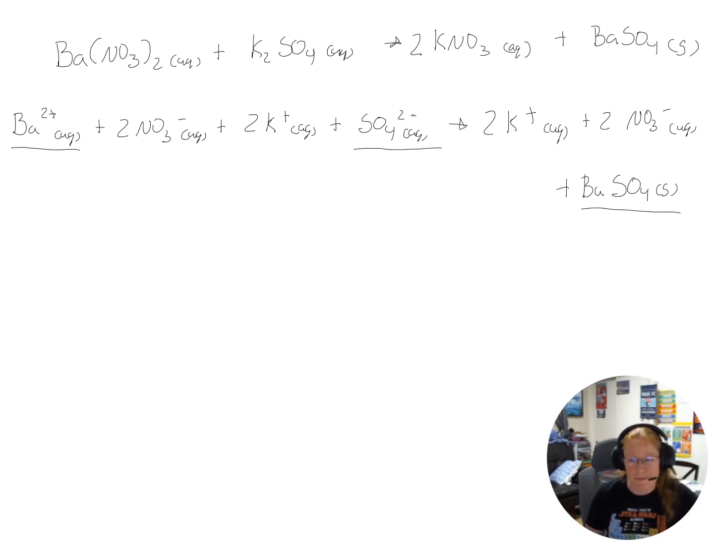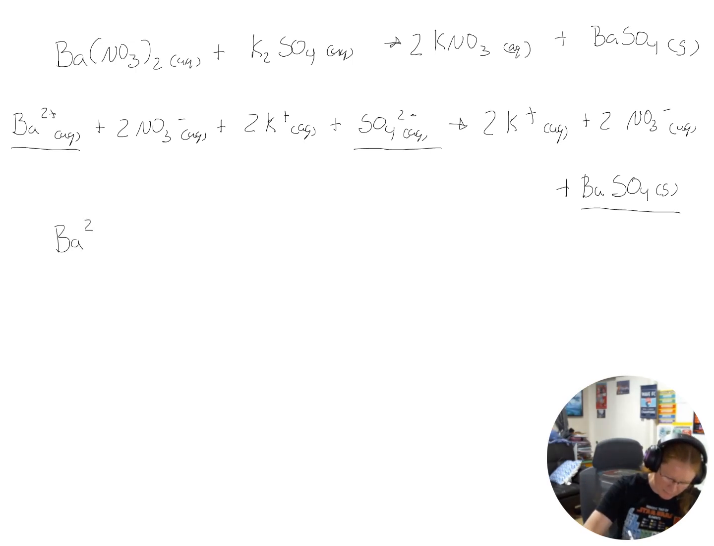But I do have 2 potassium ions, and I do have 2 nitrate ions. So those are my spectators. They started off as ions. They finished off as ions. They didn't really do anything. They just kind of hung out. Okay, so now I can write my net ionic equation, which is just what reacted.